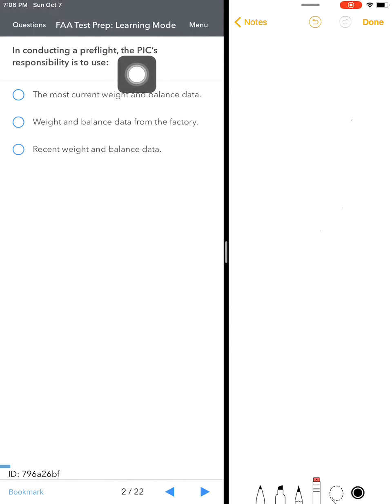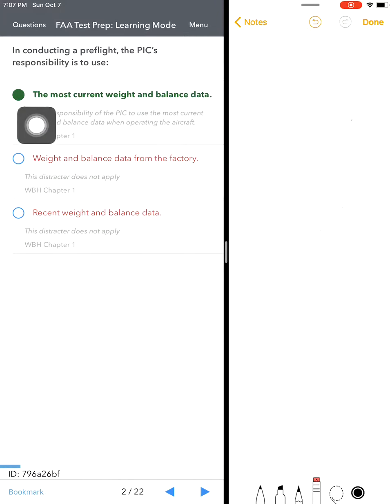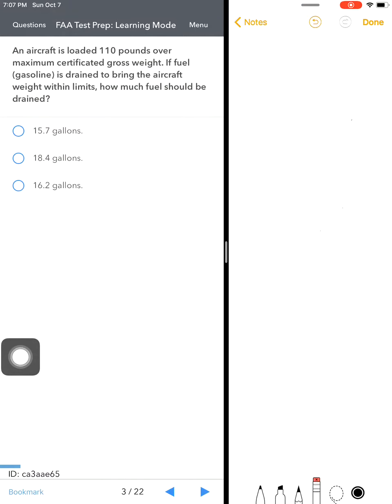So let's go to the second question. In conducting a pre-flight, the PIC is responsible to use: the most current weight and balance data, weight and balance data from the factory, or recent weight and balance data. I would say the most current one, because anything could have been changed within the plane. If A&P mechanics take out stuff, they have to redo weight and balance. So the most current one is the most accurate one that you have to go through.